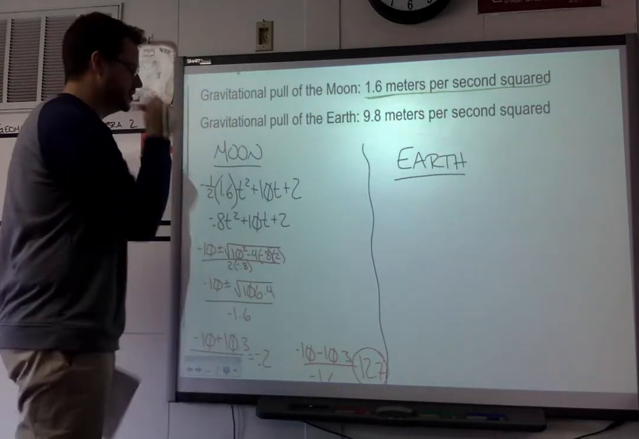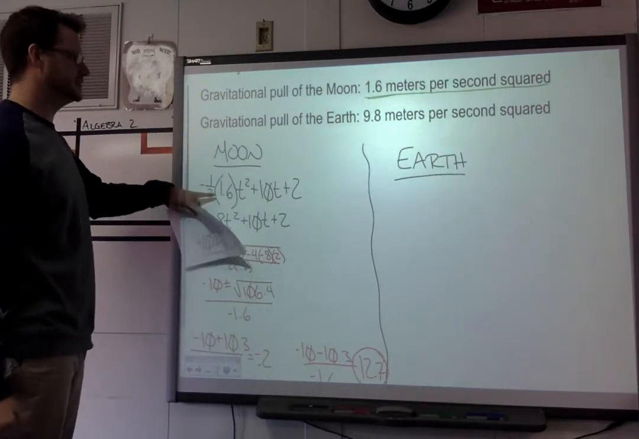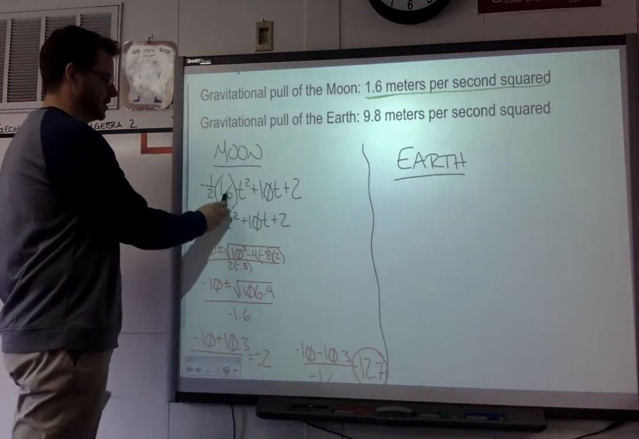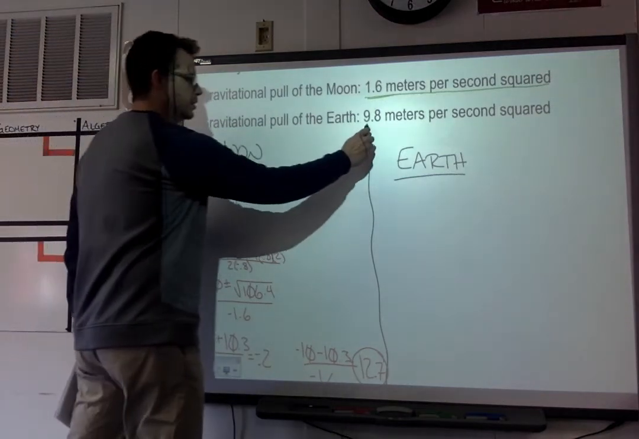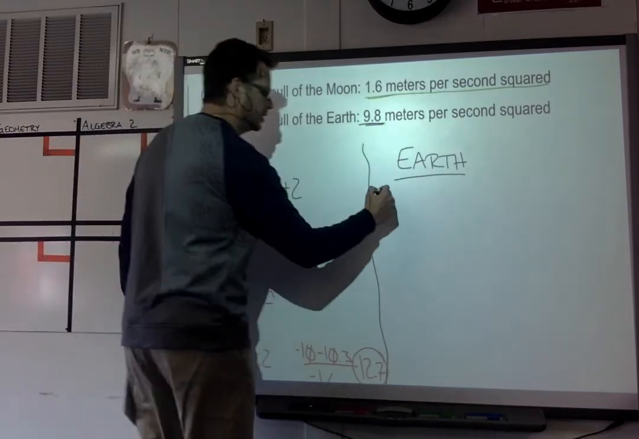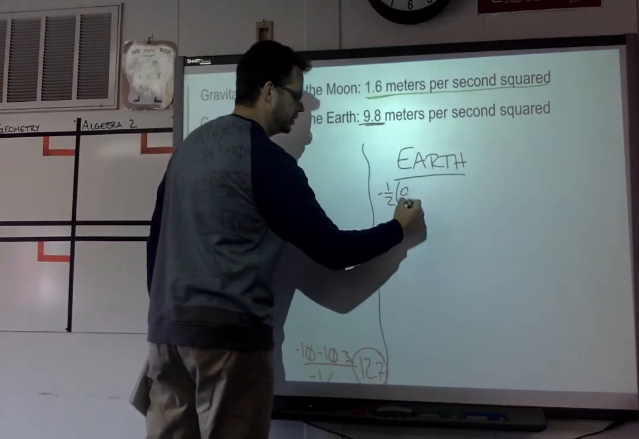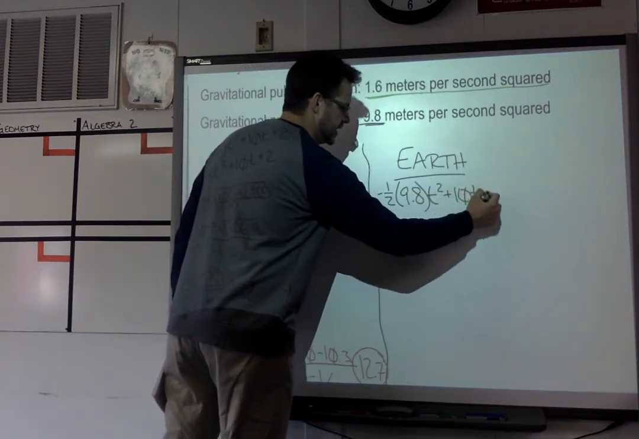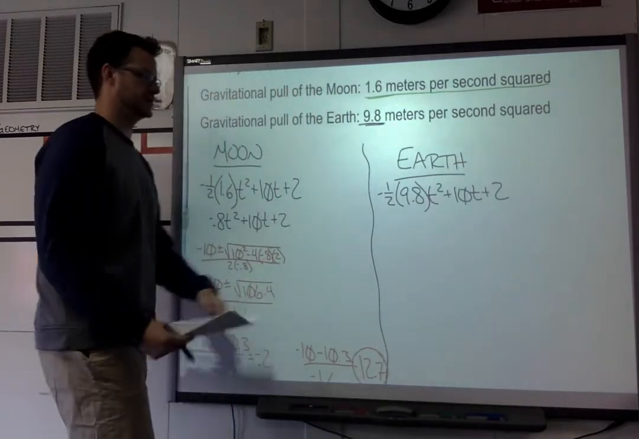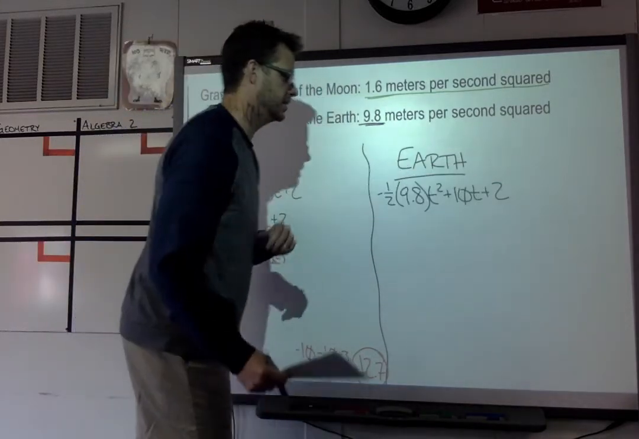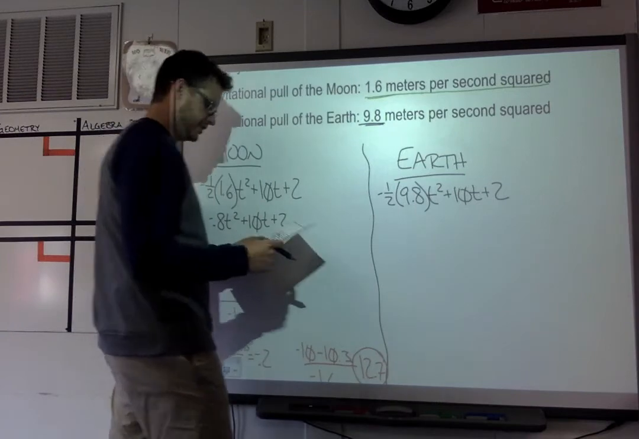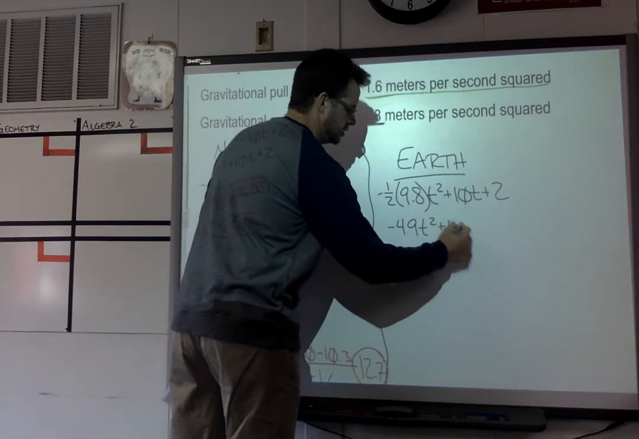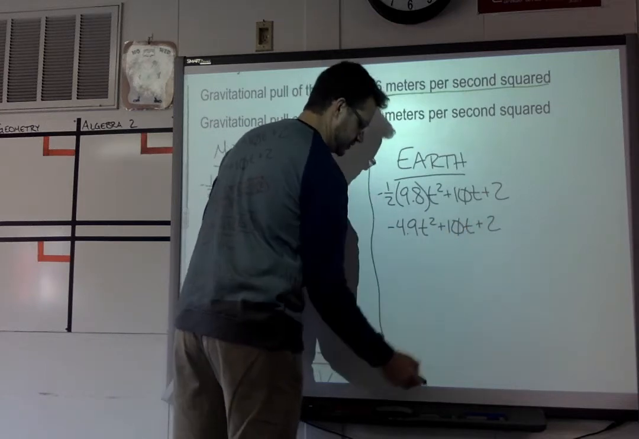In this one, we're going to use all of the same information. The only difference is that we have a stronger gravitational pull on Earth. So instead of 1.6 for the gravitational pull, we're going to use 9.8. So negative 1/2 times 9.8 t squared plus 10t plus 2. We still have the same initial velocity and the same initial height. This gives us negative 4.9 t squared plus 10t plus 2.